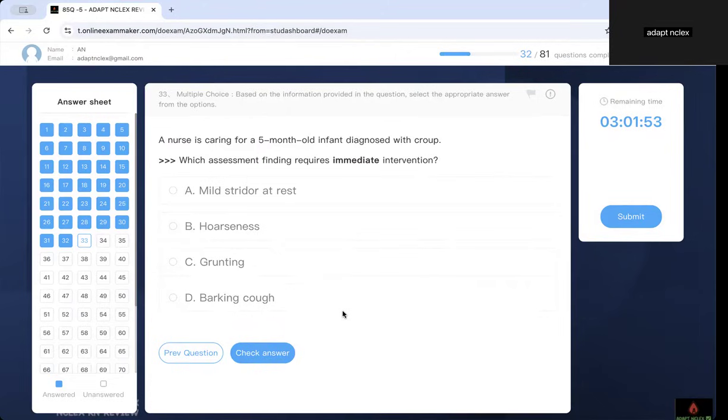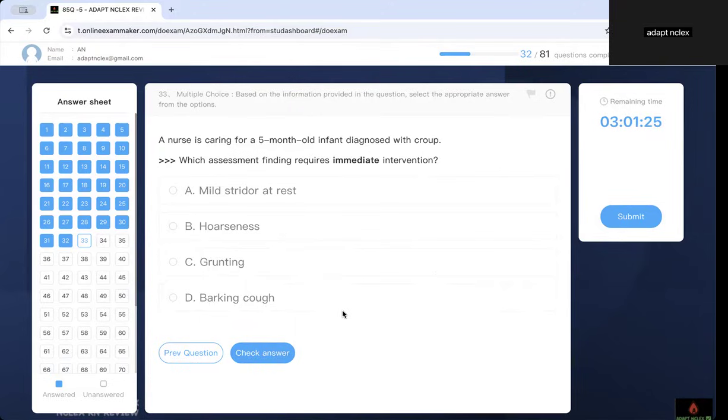Same thing. A nurse is caring for a 5-month-old infant diagnosed with what? Croup, respiratory croup. Bad problem. You have a tracheobronchitis infection. Which assessment finding requires intervention? Is there anything that you worry about? Does a croup patient have mild stridor at rest? Does a croup patient have hoarseness? Does a croup patient have grunting? Does a croup patient have a barking cough?